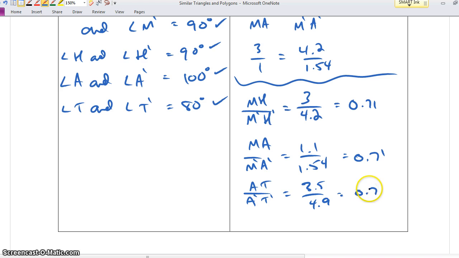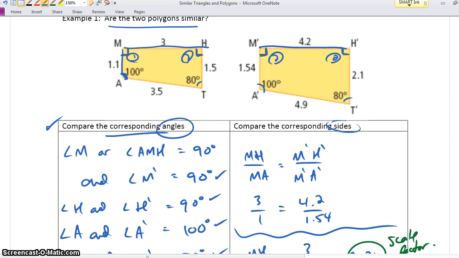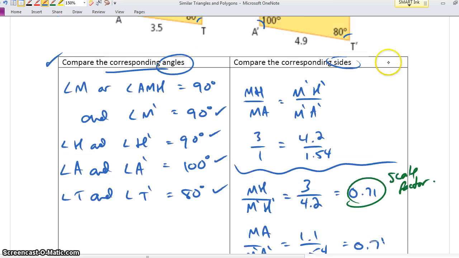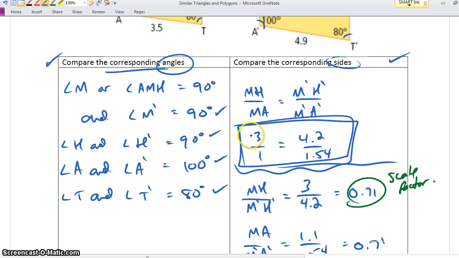So those sides should be equal to the same scale factor. We're going from the small to the large, and this number then is our scale factor. We could do the same with HT, 1.5 and 2.1. H prime T prime equals 1.5 over 2.1, and if we do the math, we get the same number, we get the same scale factor. So that means all our sides are proportional, right? This is going to work every time because it's always equal to 0.71. All right?